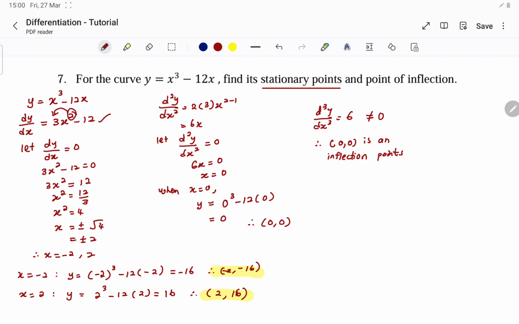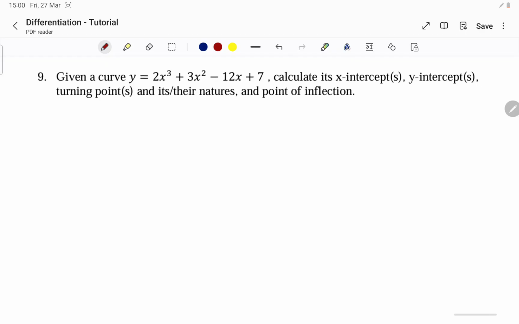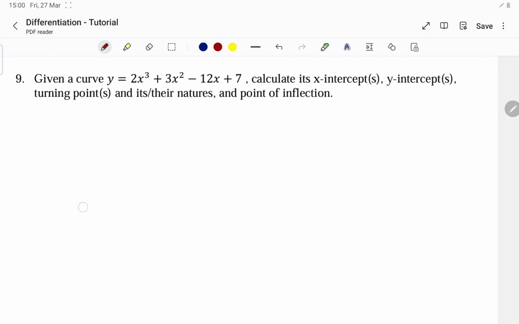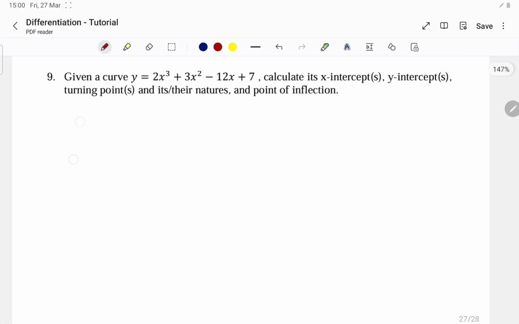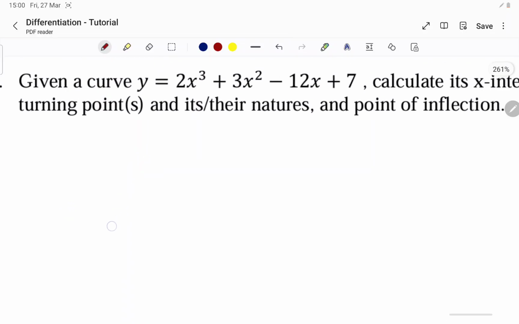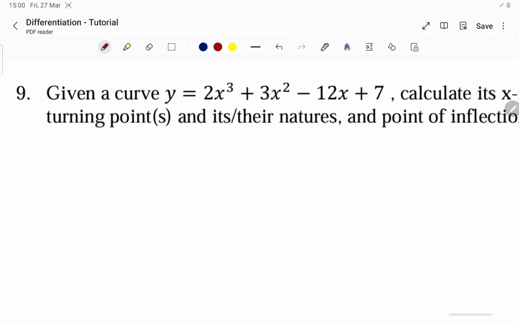Okay, so that's it for question 7. Now we do question 9. Question 9 is a bit long, this question. For question 9 we have y is equal to 2x cubed plus 3x squared minus 12x plus 7.